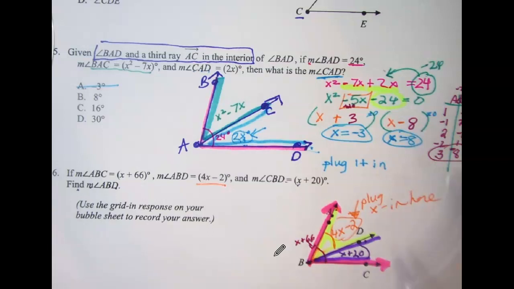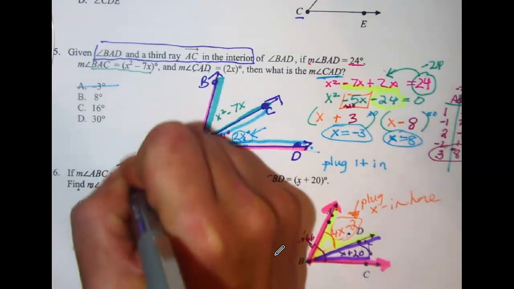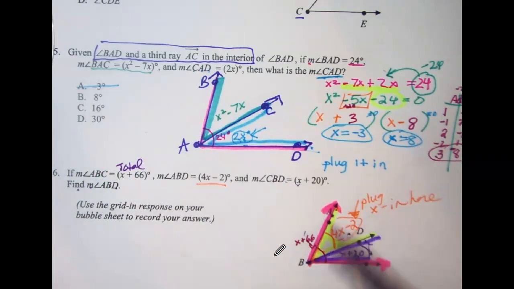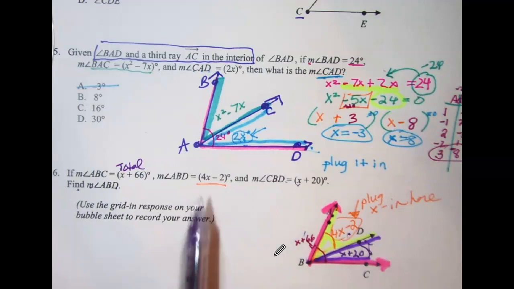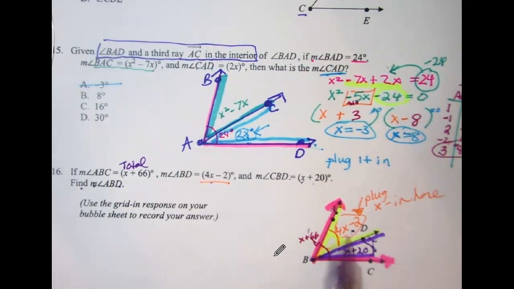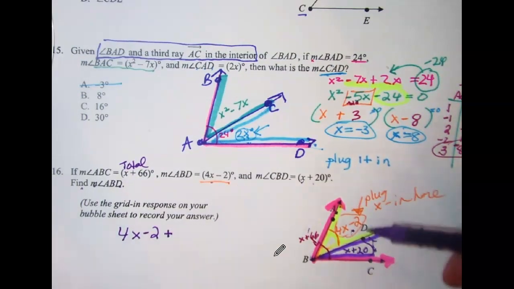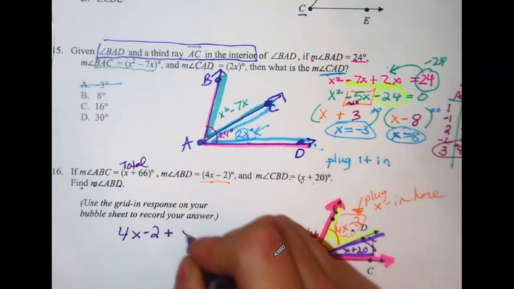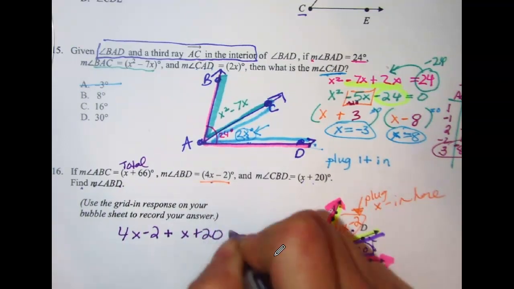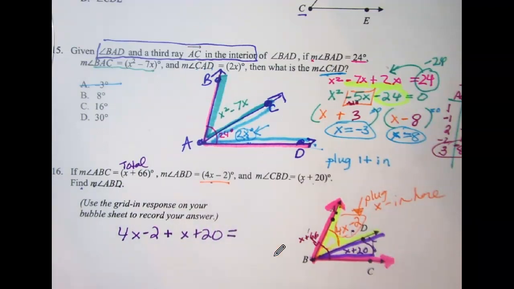We also know that if we take a piece plus another piece, we can set it equal to the total. So remember, this is our total. We can see how I use the pink here. That's a piece and that's a piece. So when we set it up, and I'll help you start to set it up, we have 4x minus 2 plus, so that's our piece plus our other piece, x plus 20, and that equals, and so our total, which is x plus 66.